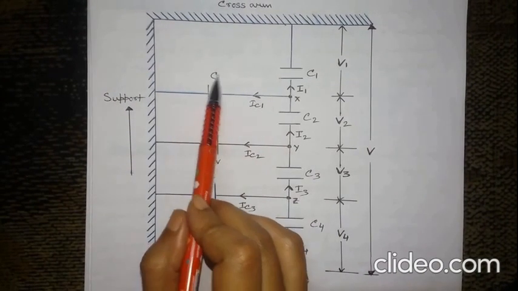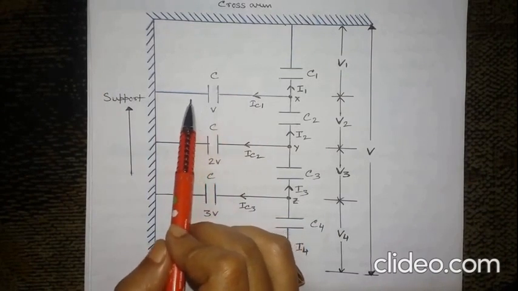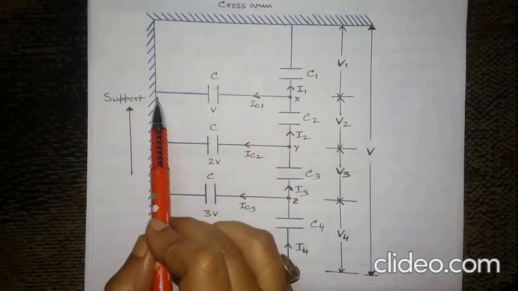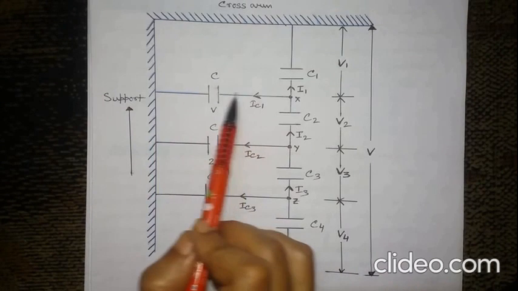But it is possible to decrease the capacitance. So how is this capacitance decreased? By increasing the distance between the insulator and the tower. That means lengthening the cross arm, but this is not economical.